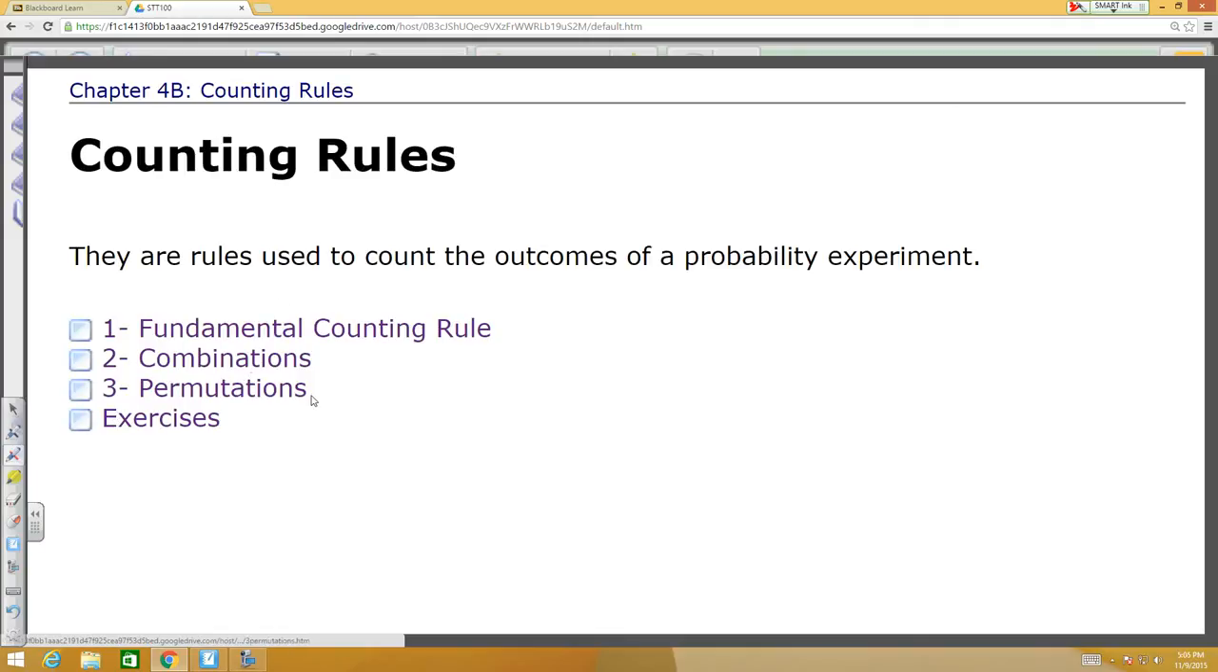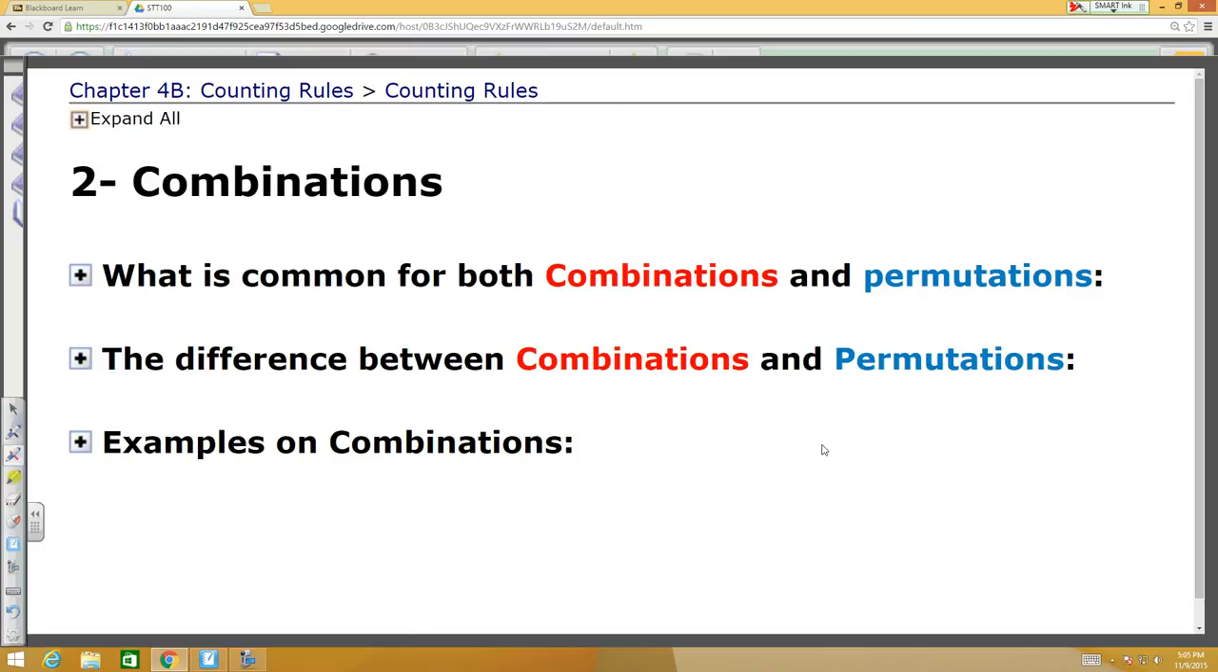Let's look at the other two counting rules, the combinations and permutations. What is the story for the combinations and permutations? First of all, they have something in common and they have some differences. So what are the common things for the combination and permutation?